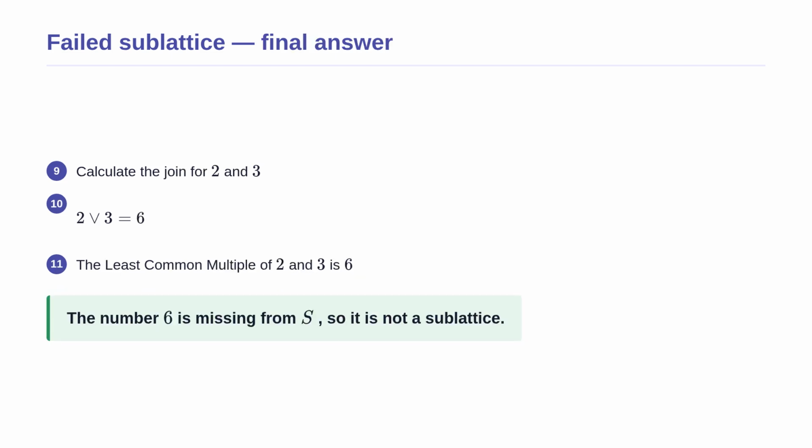Moving to the join operation, we must find the least common multiple for 2 and 3. The smallest number that both 2 and 3 can multiply into is 6. Now we look at our subset S, which only contains 1, 2, 3, and 30. The number 6 is completely missing from our subset. Because the join operation produced a result that does not exist inside S, the subset is not closed. Physically, this means the structure breaks down, and we conclude it is absolutely not a sublattice.